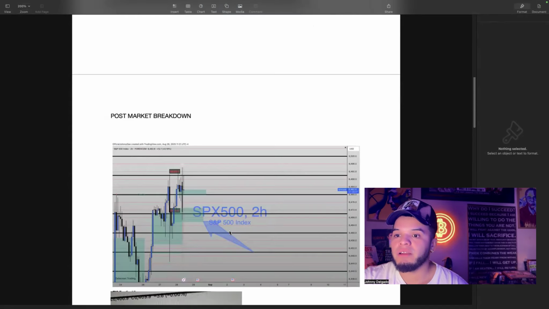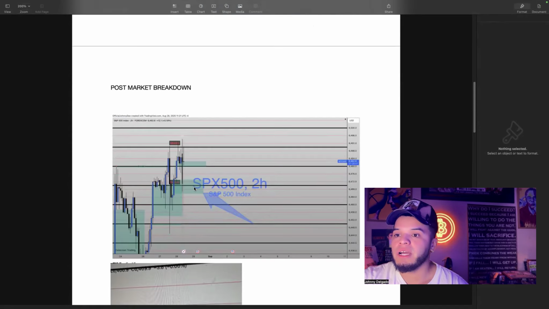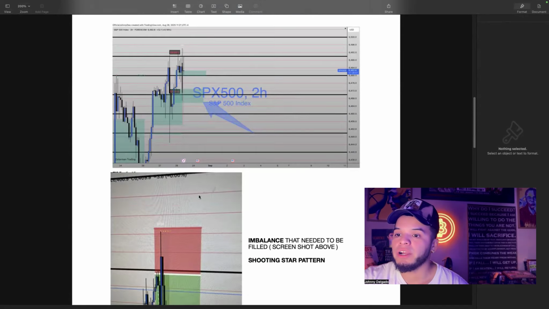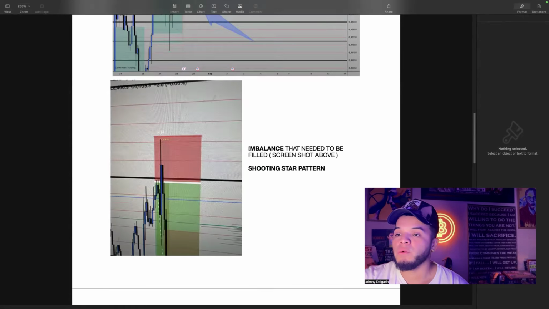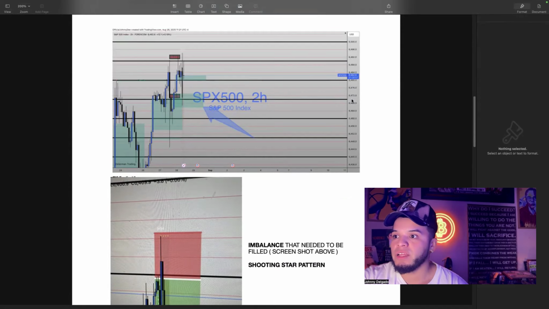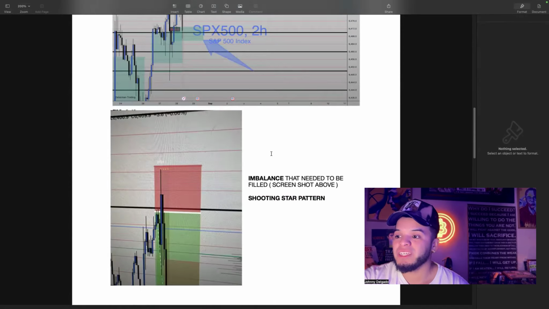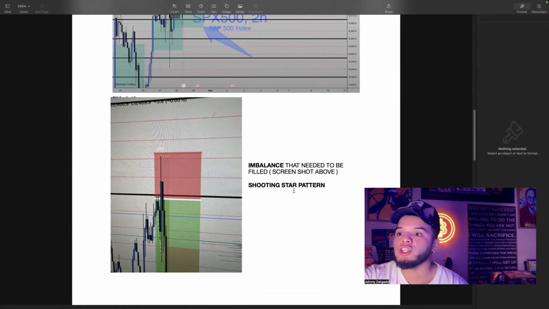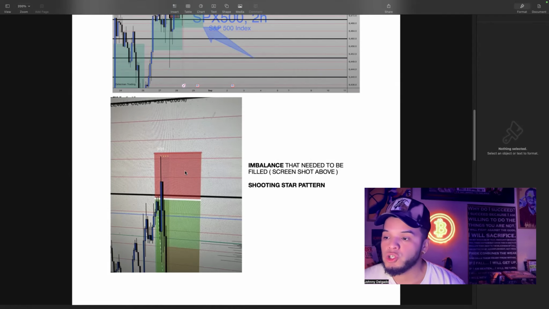Now, the trade breakdown itself. We had liquidity down here, which is what I was targeting. And then boom, we created an imbalance that needed to be filled, which was right over here, between 72 and 68, which aligns with my 64.70 take profit zone. We had a shooting star reversal pattern at the very top at these higher highs. This gave me the confirmation that buyers are getting exhausted, just simply price action, and we were good to go for shorts.